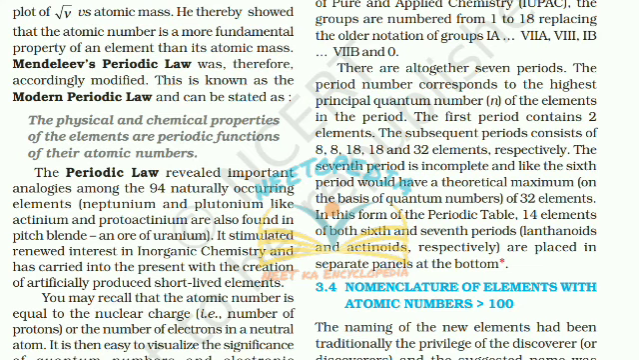The periodic law revealed important analogies among the 94 naturally occurring elements. Neptunium and plutonium, like actinium and protactinium, were also found in pitchblende, which is an ore of uranium. It stimulated renewed interest in inorganic chemistry and has carried into the present with the creation of artificial short-lived elements.